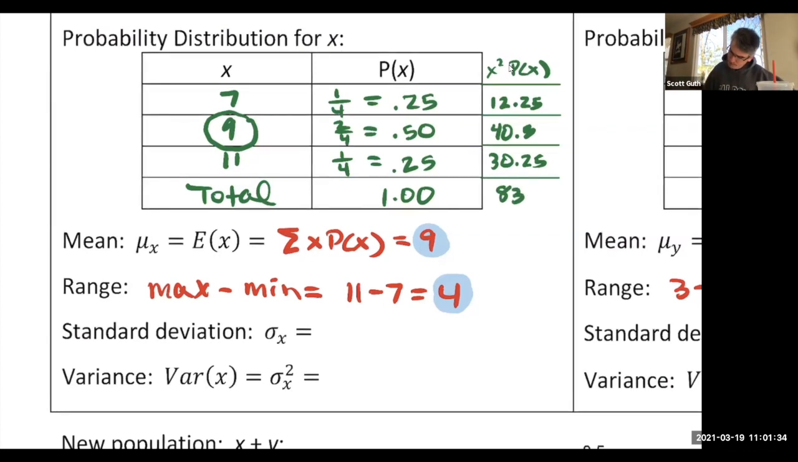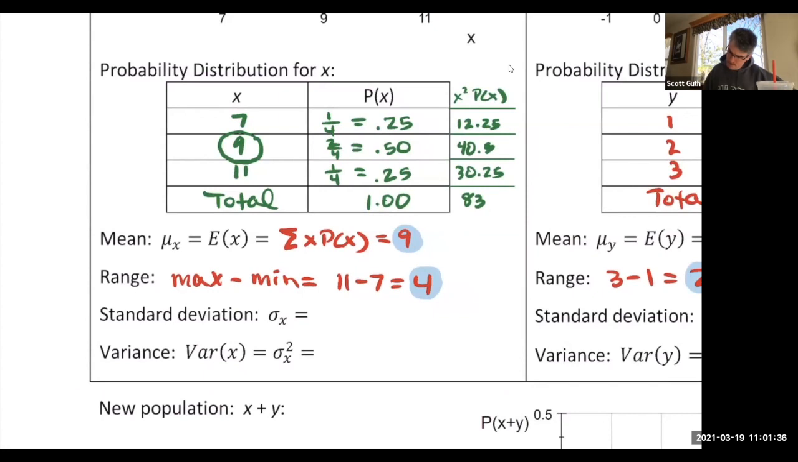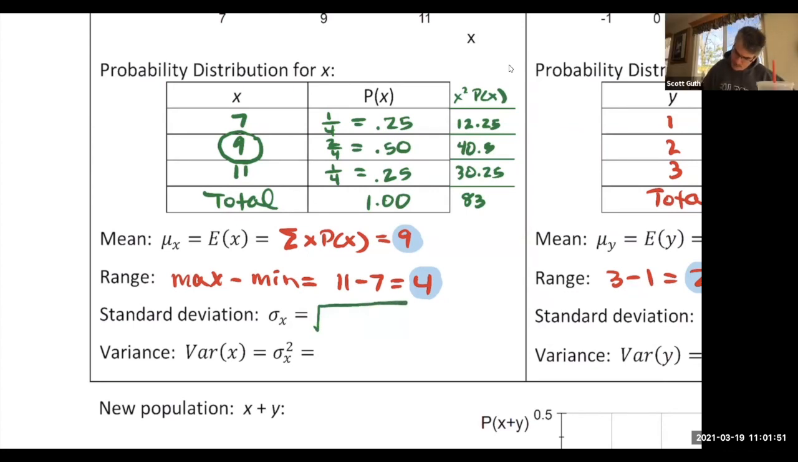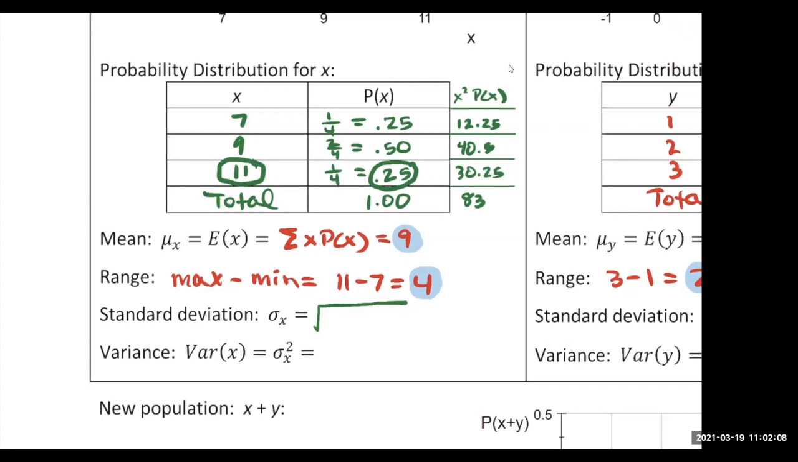Okay. So I think we can do the standard deviation now. How did you get 30.25? Remember, we're doing x squared times p of x. So we did 11 squared here, which is 121. 11 squared is 121 times p of x, which is 0.25. So we just multiply 121 times 0.25. Oh, yes, I see. Thank you.